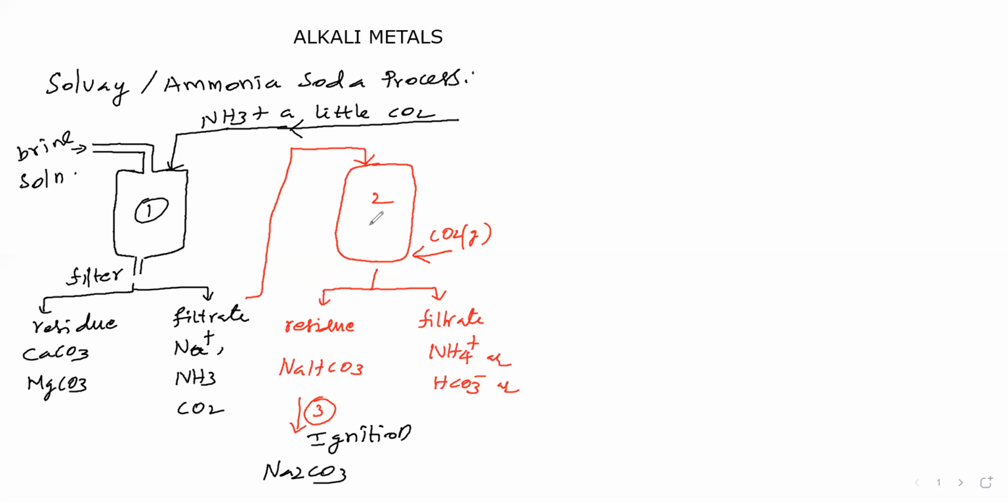We want to pass carbon dioxide into this carbonation tower. How we are getting that carbon dioxide gas, that we'll see. For that, here one furnace is placed. In this furnace, what we are taking? Limestone we are taking. We are pouring limestone here.